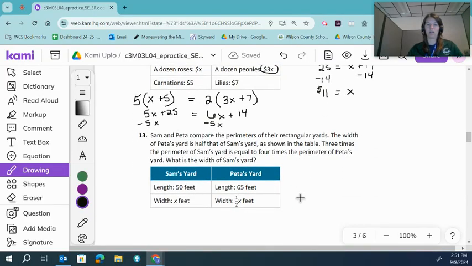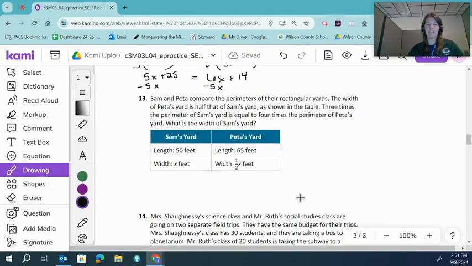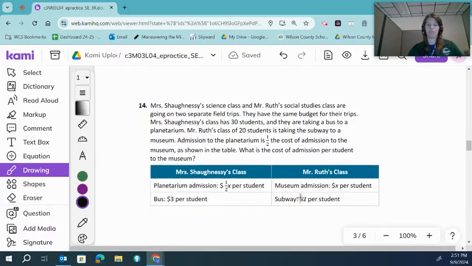Okay, there are a couple more to try if you would like to do that.